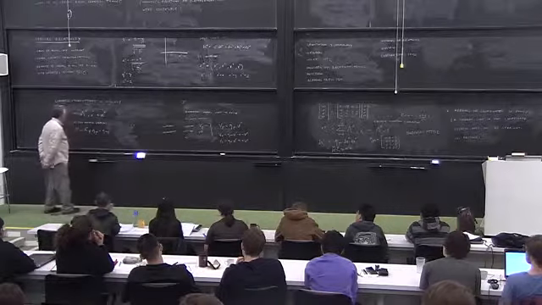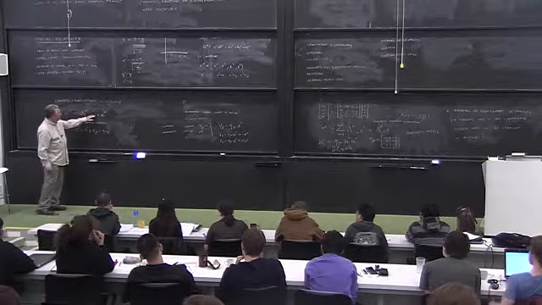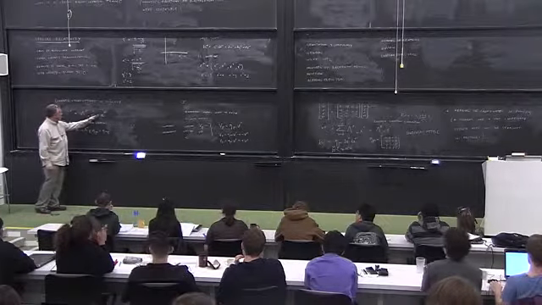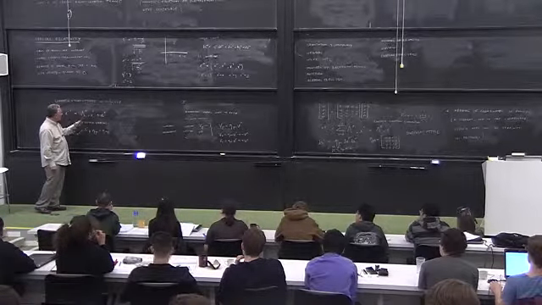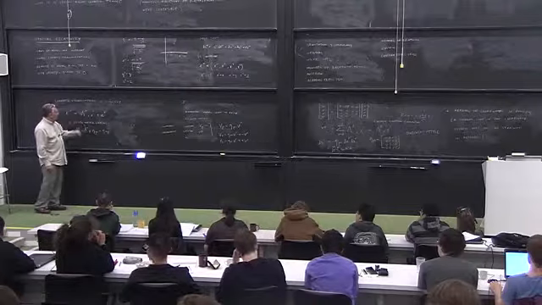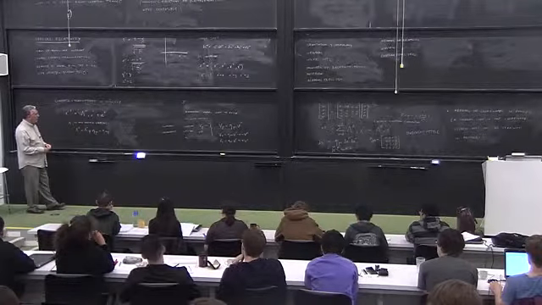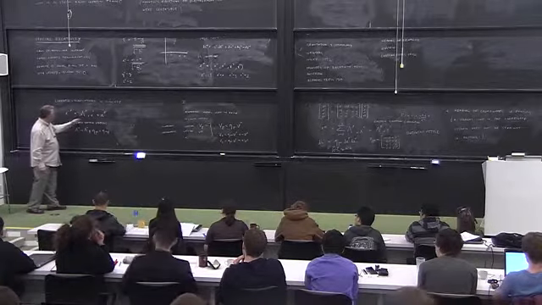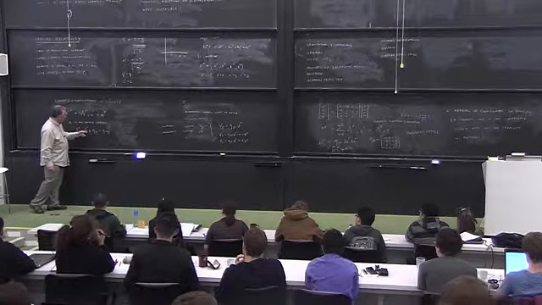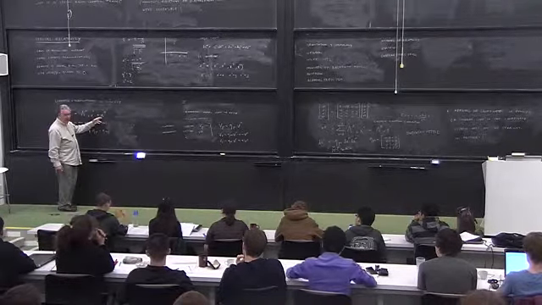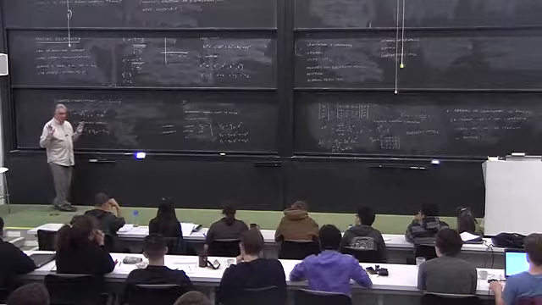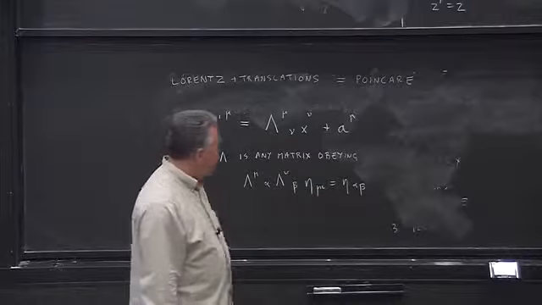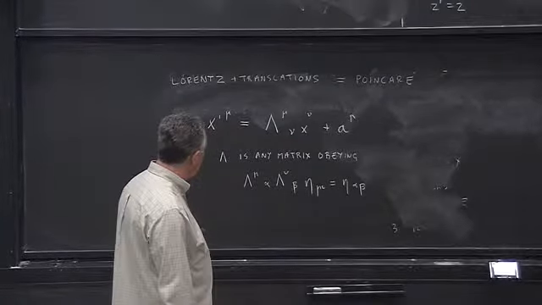Well, group theoretically, these are separate. There's the translation group, and there's the Lorentz group. And if you put them together, you get what's technically known as the semi-direct product. But the only information you need about lambda is this. And the only information you need about a is that it's constant. And that's all you need to know. That's the definition.